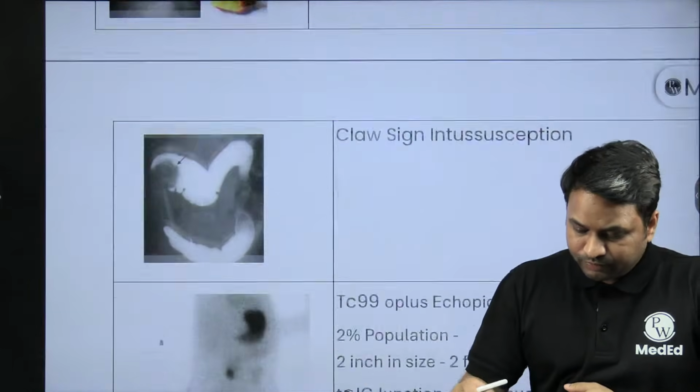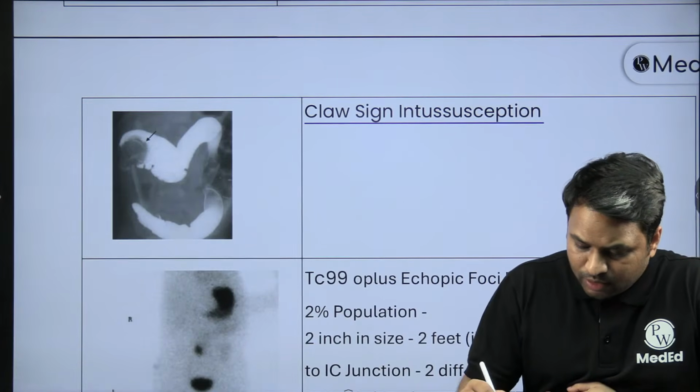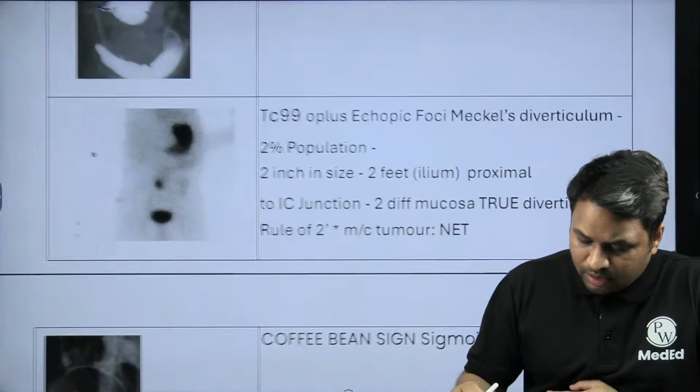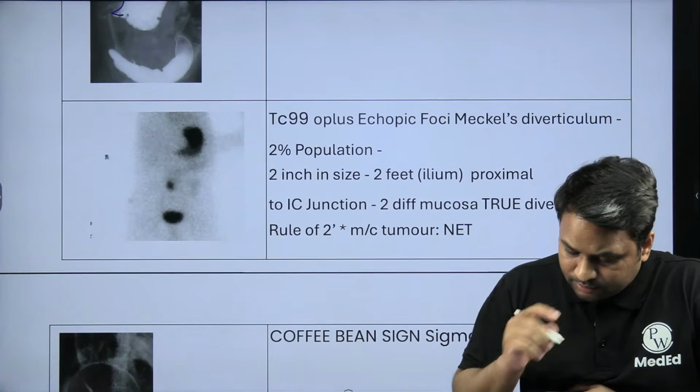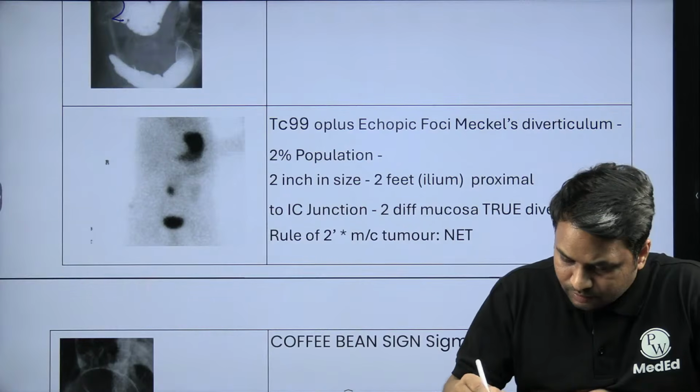Claw sign is seen in intussusception. We have already dealt with that, right? Claw sign is seen in intussusception. You can see here, this is the trapping. Now, technetium 99, presence of ectopic foci. Technetium 99.